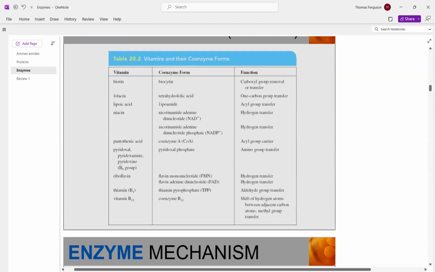As you can see, many of these are vitamins. Riboflavin, thiamine, vitamin B12, just a whole bunch of them. Lipoic acid. Those are all cofactors, and all those have an enzyme, an apoenzyme, that it hooks up with.